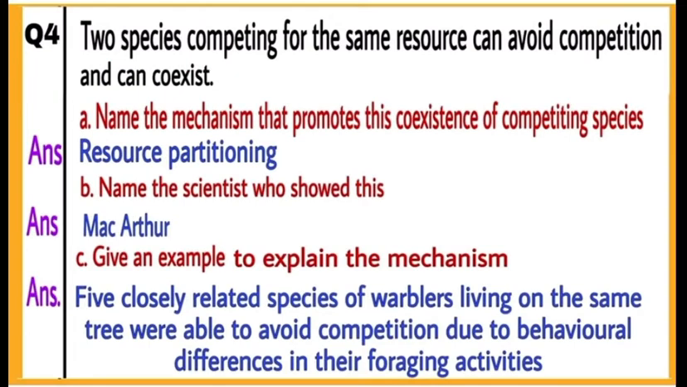Question 4. 2 species competing for the same resource can avoid competition and can coexist. Part A of the question. Name the mechanism that promotes this coexistence of competing species.